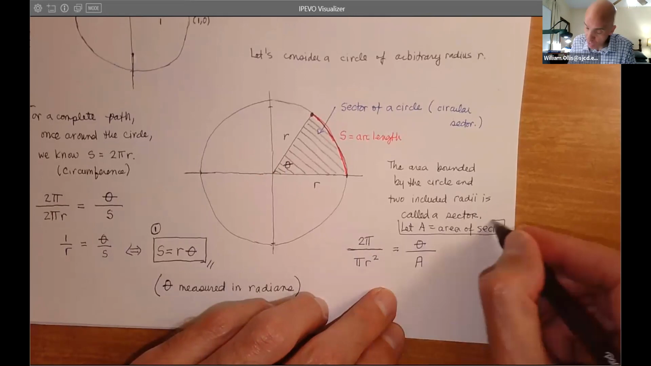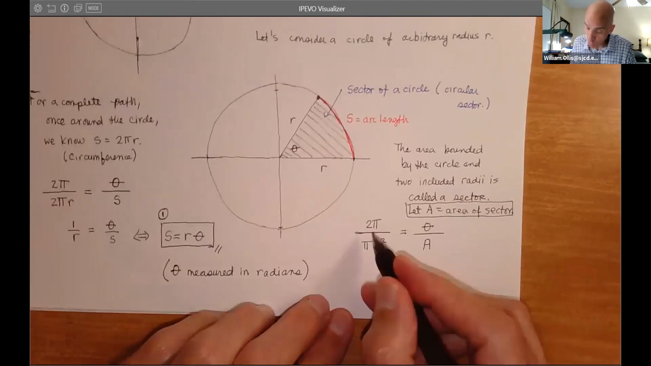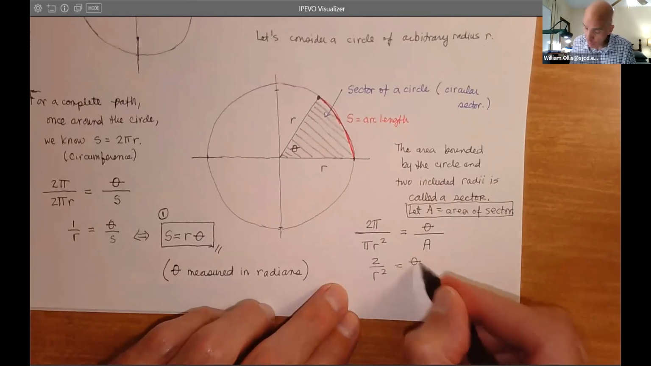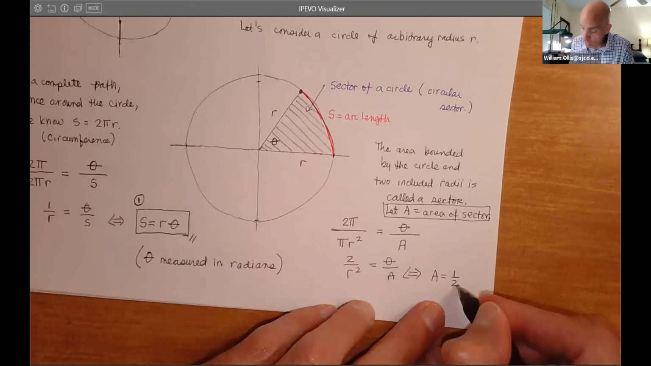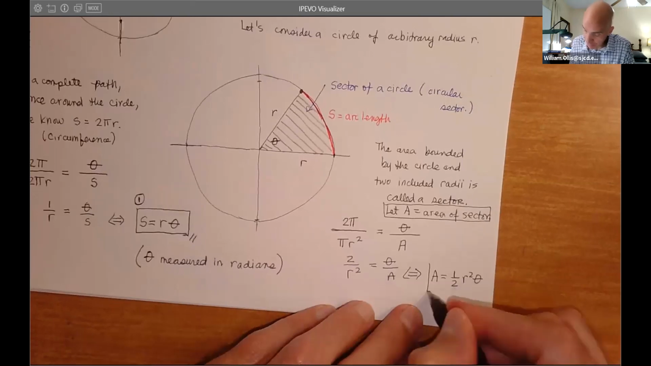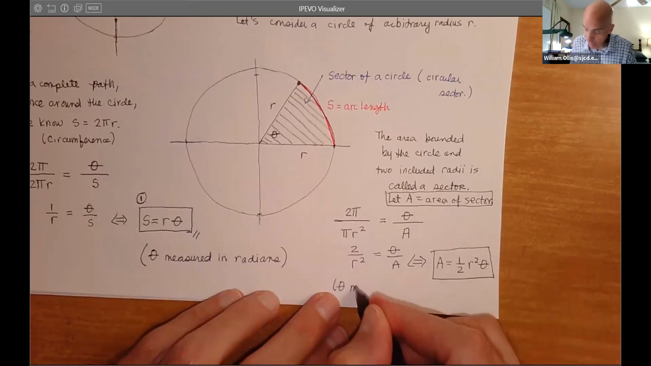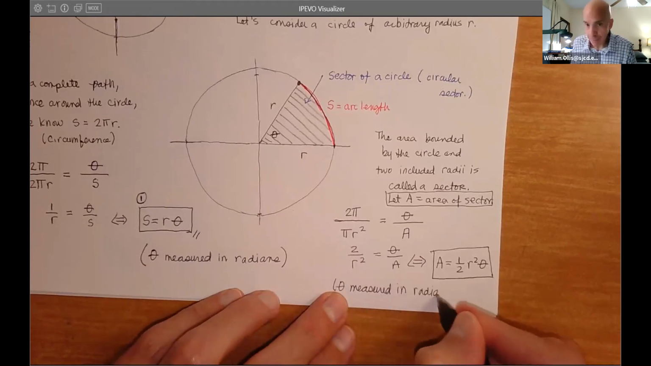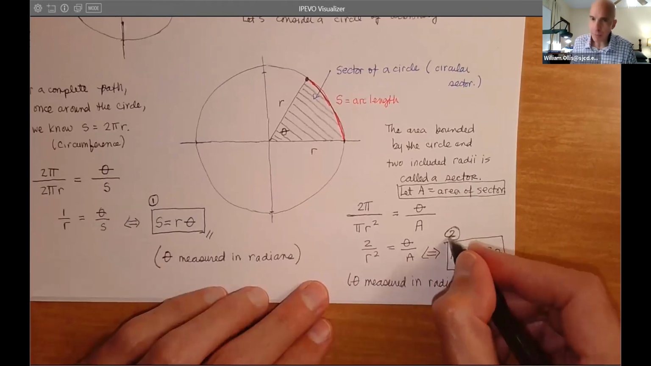We set up a proportion like we did here. Now the pi is absorbed, so we get 2 over r squared equals theta over A, and then of course we can just cross multiply. So now A equals 1/2 r squared theta, again where theta is measured in radians. So that's formula 2. Again, very easy to remember.